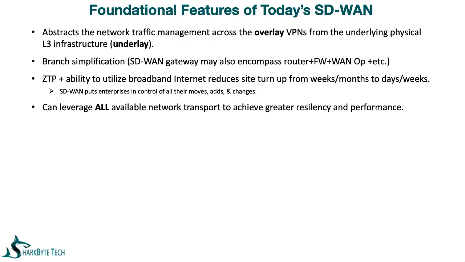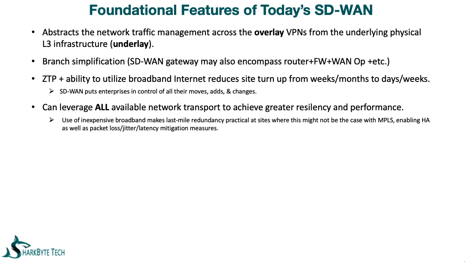SD-WAN's advanced routing protocols have many capabilities, but the original one, and the one that is a big economic driver for SD-WAN implementations, is the ability to leverage all available network transport, to bond those transports together to achieve greater bandwidth, performance, and resiliency. Use of inexpensive broadband brings some other options for remote sites that may have been economically not feasible. Among those, building out an HA capability, as well as leveraging more than one internet service provider to mitigate packet loss, jitter, and latency.